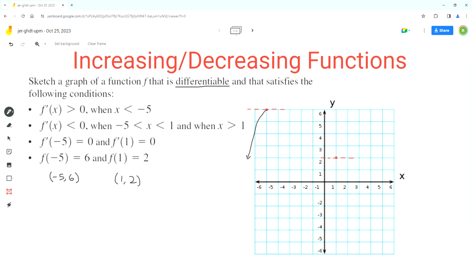Now as per the second condition, f prime of x is less than 0 between -5 and 1. So as you can see, to the left side of x equals -5, the function is increasing, but to the right side of -5, the function is decreasing because f prime of x is less than 0. So that means the graph to the right side of -5 should be sloping downward all the way to x equals 1. Because if the derivative is less than 0, that means the slope of the tangent is negative. That means the tangent is sloping downward. So we can show that like this, and then the graph should continue sloping downward all the way to 1, x equals 1.